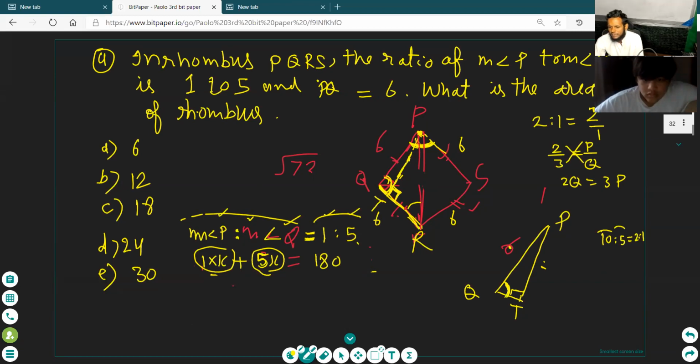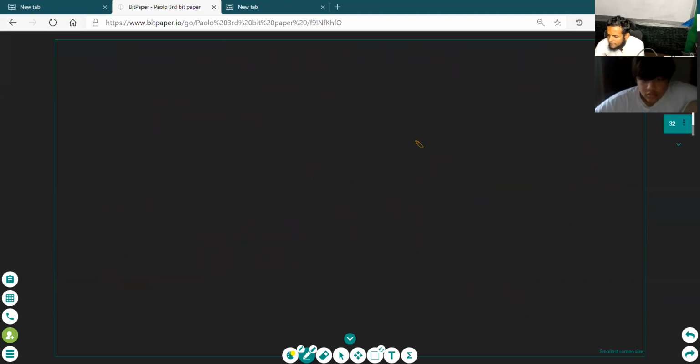Is this clear or not clear, Paulo? If not clear, then you can make the rhombus like this also. See it. This is your rhombus, okay? This is also a rhombus. Clear, not clear?